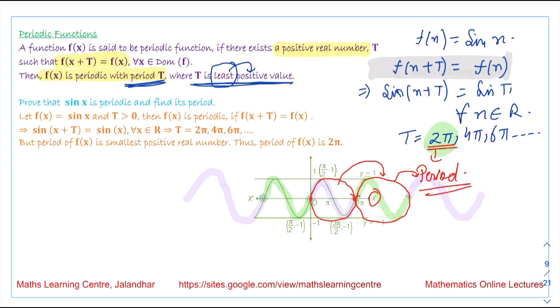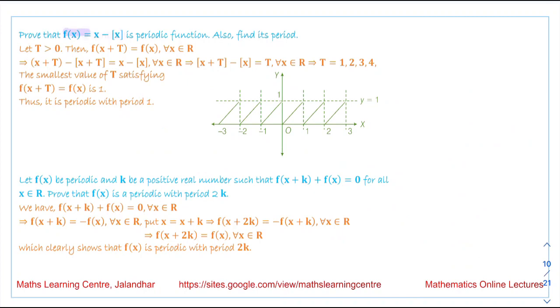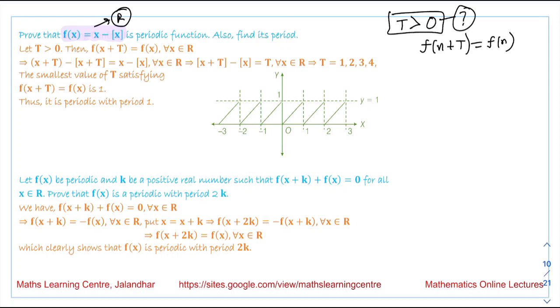Next is: prove that the function f(x) equal to x minus greatest integer of x is a periodic function. So let there be any positive real number t, greater than 0, and we are interested in those values of t for which f(x + t) equals f(x). And what is the domain of this function? It is all real numbers. We are trying to calculate those positive t for which f(x + t) is equal to f(x) for all x belonging to R.